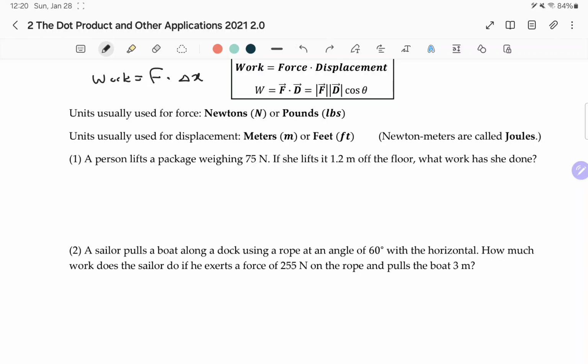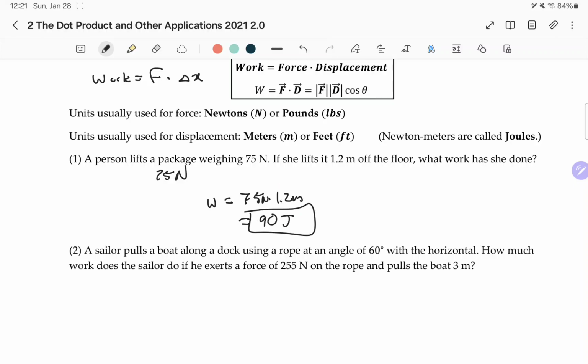So if a person lifts a package weighing 75 newtons, let's write that down, and she lifts it 1.2 meters off the floor, what work has she done? This one is pretty easy if you think about it. Work is equal to the force, which is 75 newtons, times the displacement, 1.2 meters. If I grab my calculator, this gives 90. She has done 90 joules of work, my bad.